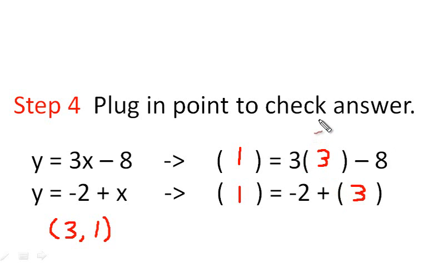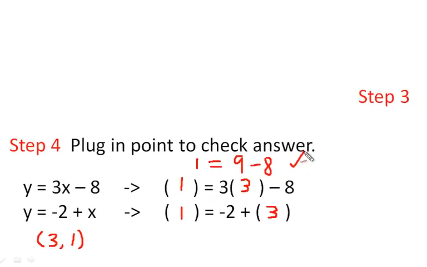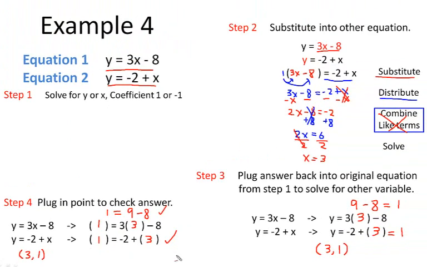So checking my answer right here, I still have 9 minus 8, and yes, that's equal to 1. And over here I have negative 2 plus 3, and yeah, that's equal to 1. So both these check out. This is the correct answer.